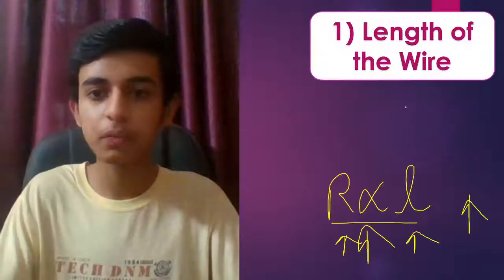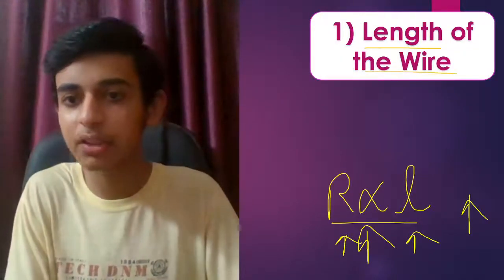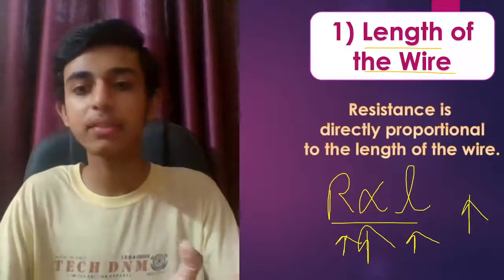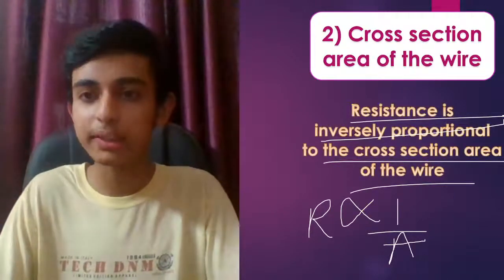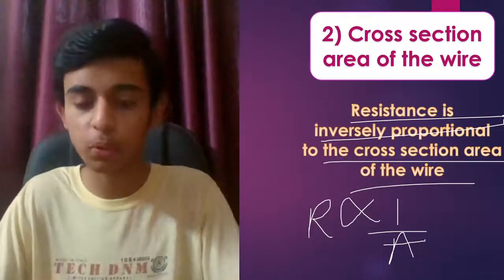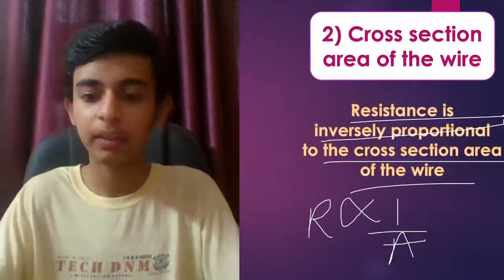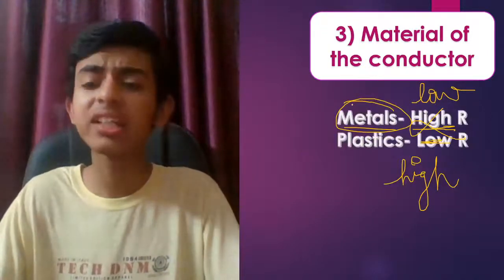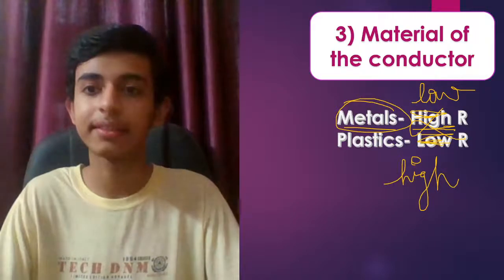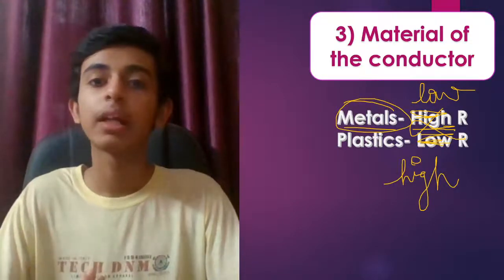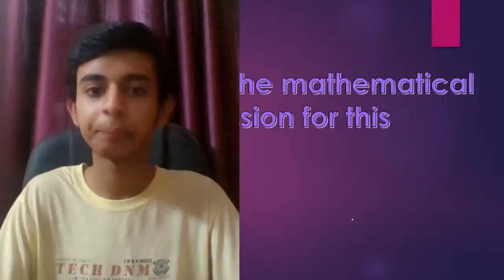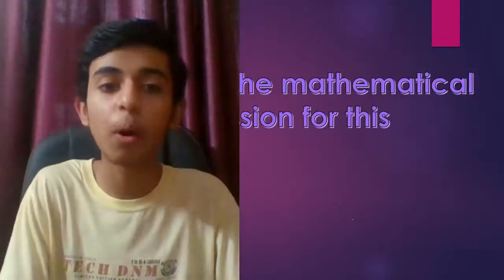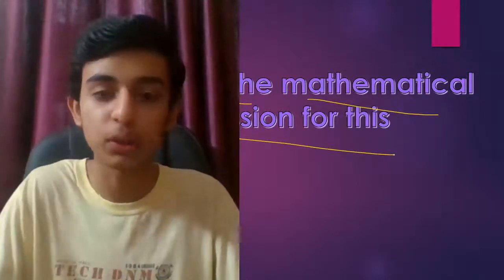What did we discuss? First of all, we discussed the length of the wire. As it increases, resistance increases, which means resistance is directly proportional to the length of the wire. Second, we discussed the cross section area of the wire: resistance is inversely proportional to the cross section area of the wire. Third, the material of the conductor: metals possess low resistance, plastics possess high resistance. So these are the 3 factors on which resistance depends. Resistance can also be derived in the form of a mathematical expression.